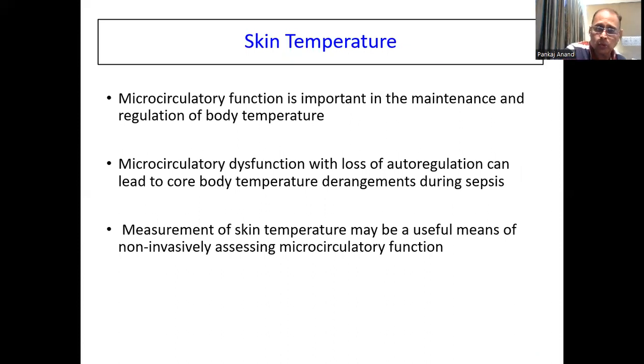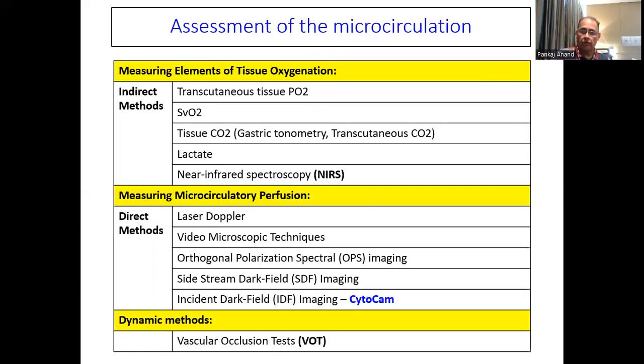So the second thing we come to is the skin temperature. The microcirculatory function is important in the maintenance and regulation of body temperature. Microcirculatory dysfunction with loss of autoregulation can actually lead to core body temperature derangements during sepsis, and measurement of skin temperature may be a very useful means of non-invasively assessing the microcirculatory function.